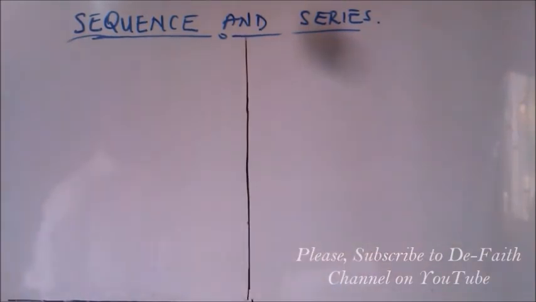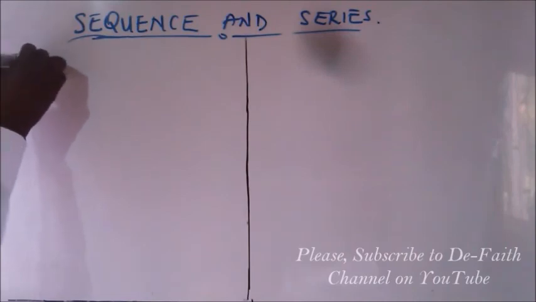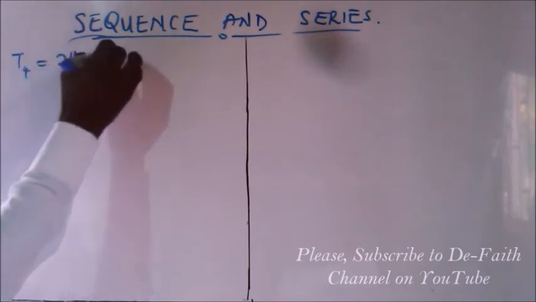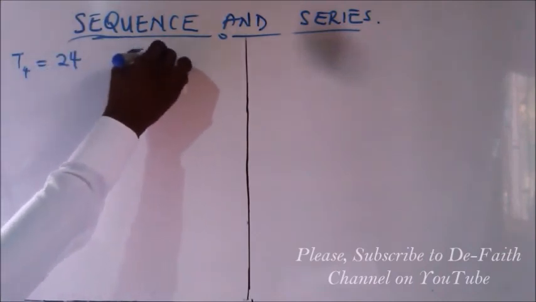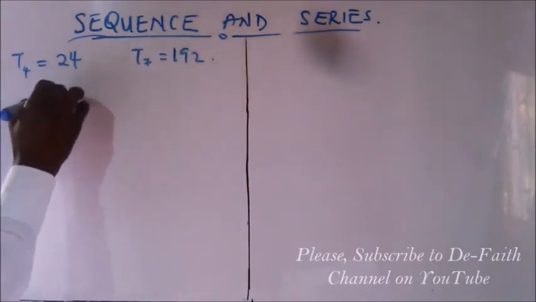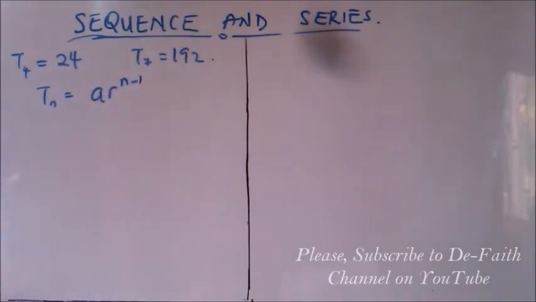Next question. The fourth term of a geometric sequence is 24 and the seventh term is 192. Find the sum of the first 8 terms. Here we have a geometric progression in which the fourth term equal to 24 and its seventh term equal to 192. Here is the formula for nth term of a GP, that is Tn equal to AR^(n-1).